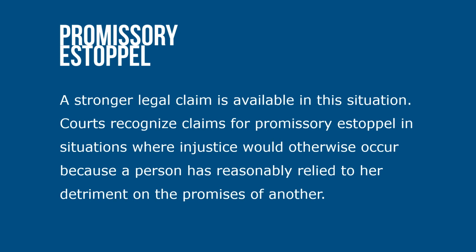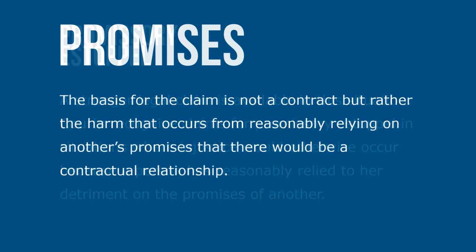Courts recognize claims for promissory estoppel in situations where injustice would otherwise occur because a person has reasonably relied to her detriment on the promises of another. The basis for the claim is not a contract, but rather the harm that occurs from reasonably relying on another's promise that there would be a contractual relationship.